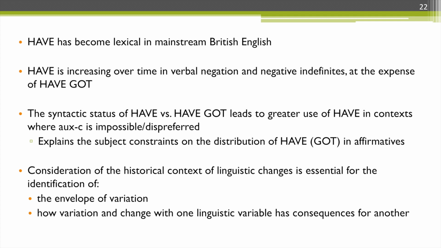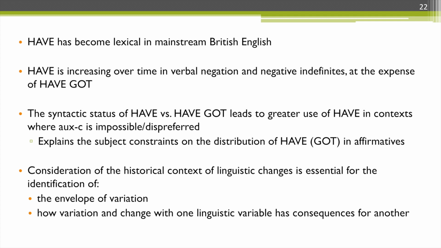Have is increasing over time, both in the verbal negation and the negative indefinite context, at the expense of have got. And the syntactic status of have versus have got leads to a greater use of have in contexts where auxiliary contraction is impossible or dispreferred. So we can explain the subject constraints on stative possession by considering this interaction between these different areas of variation.